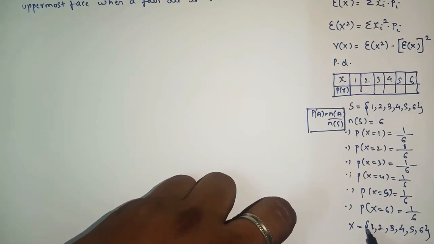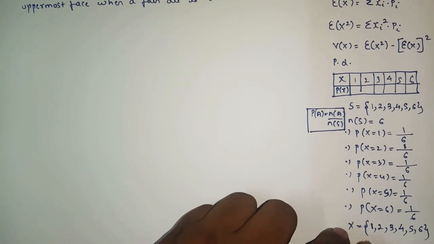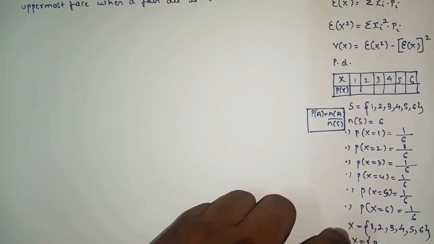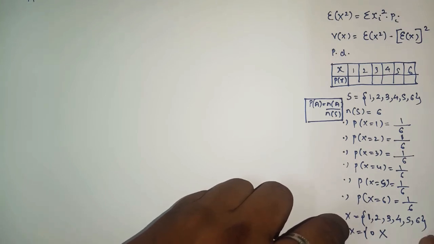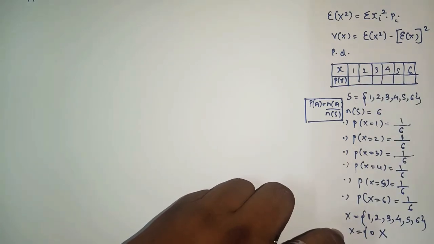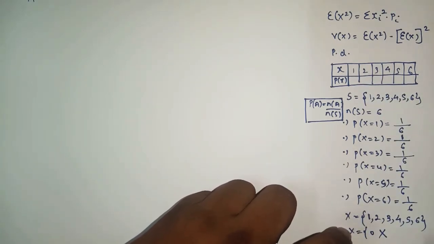And here the range of x will not start from 0. Why? Because on a dice we have only 1, 2, 3, 4, 5, 6. We cannot see 0 on a dice. Okay, so remember, for this sum the range of x will start from 1 when a single dice is thrown. It will not start from 0.